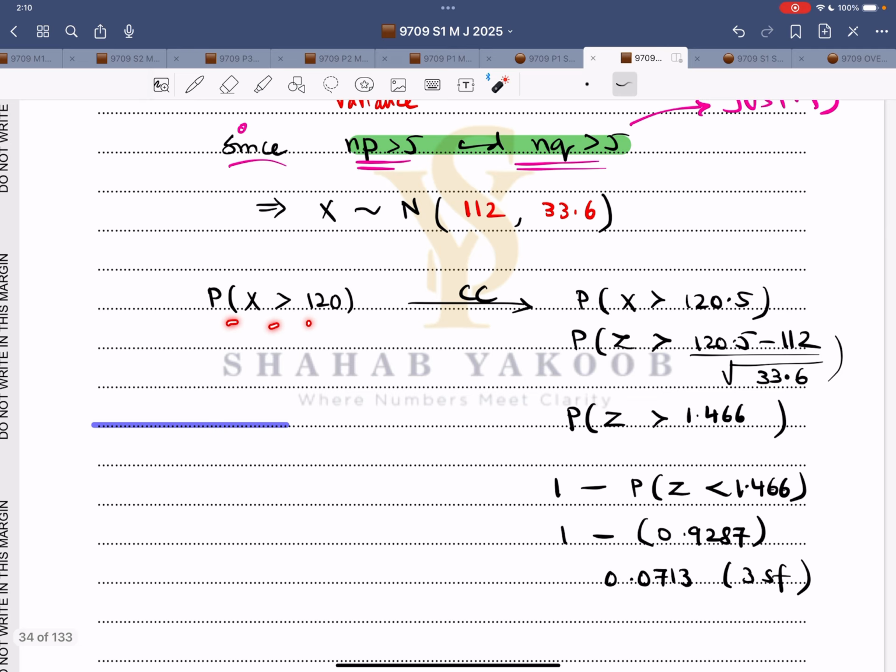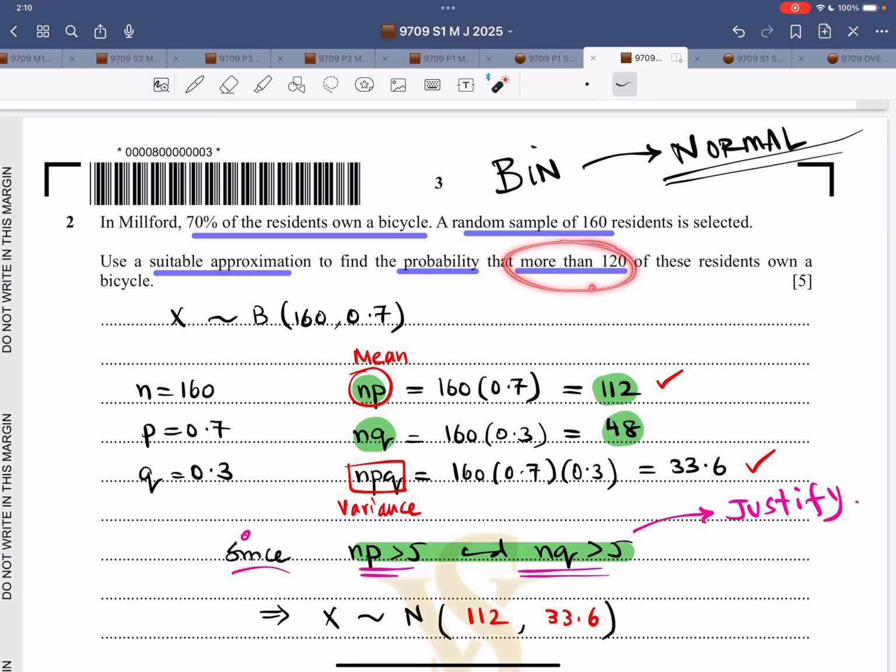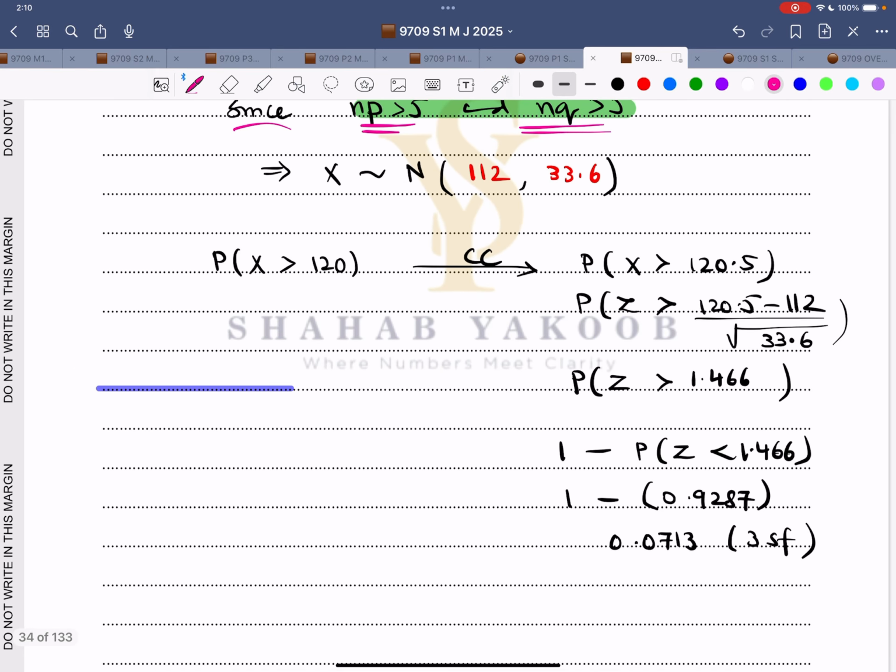Then the next thing, probability x is greater than 120. More than 120 does not include 120. So let me write over here the upper class boundary 120.5, and this one is 119.5. Therefore I can choose either this one or this one. Now, since 120 is not inclusive, which one should I choose? So therefore I chose 120.5 over here.